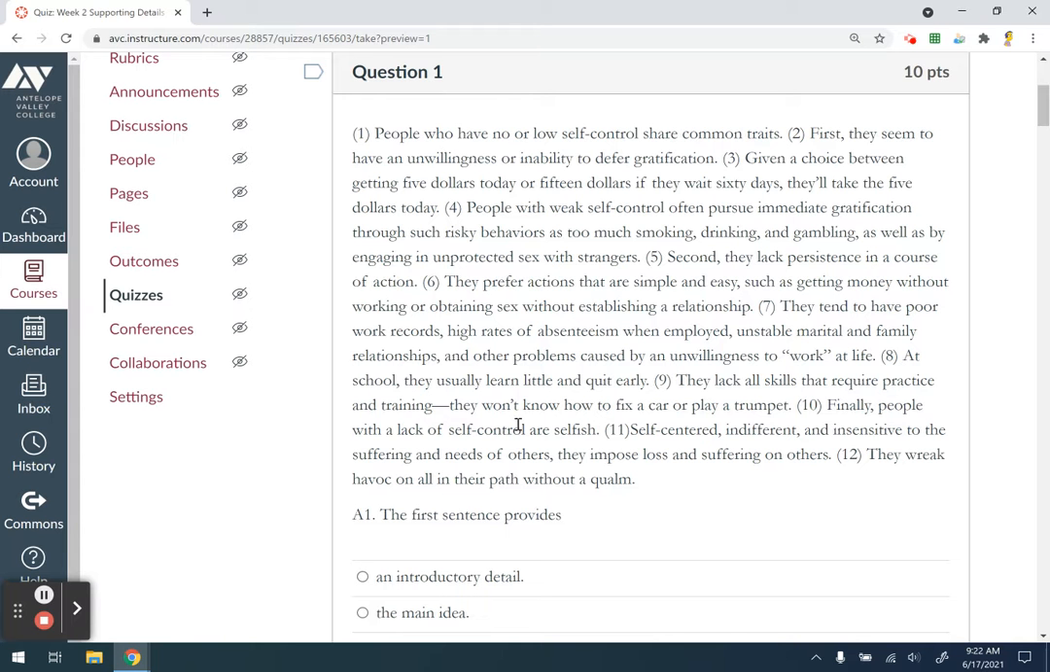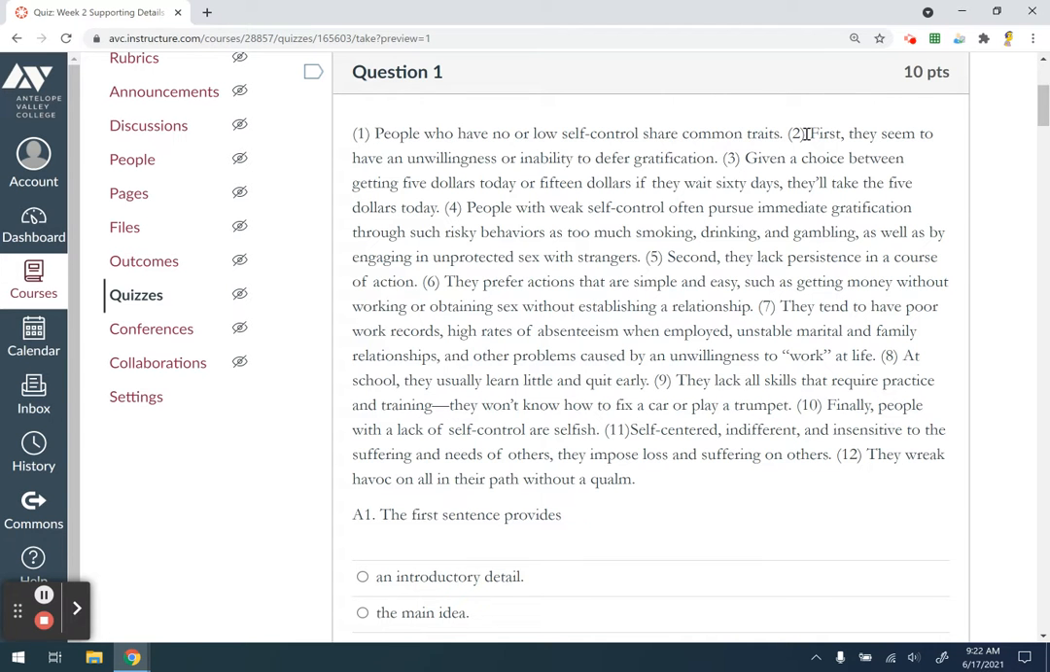So if we look here, they're telling us about the first sentence. It says, people who have no or low self-control share common traits. First, they seem to have an unwillingness or inability to defer gratification. Given a choice between getting $5 today or $15 if they wait 60 days, they'll take the $5 today. People with weak control often pursue immediate gratification. Looking here at number one, what is this sentence?